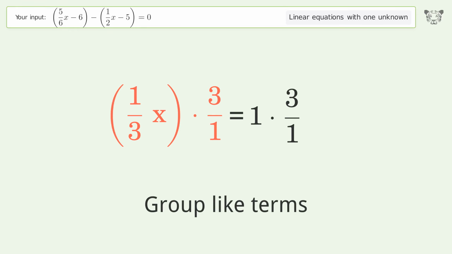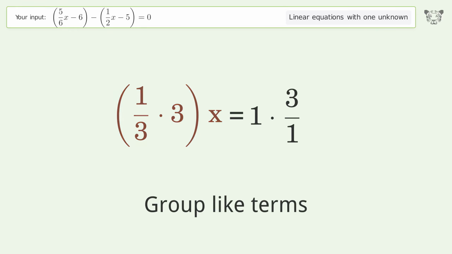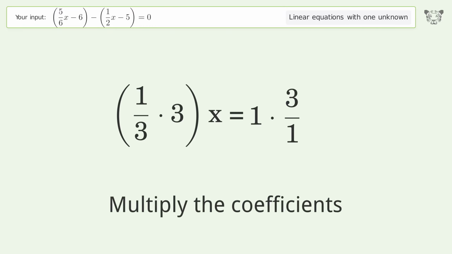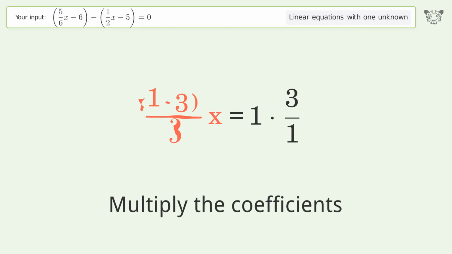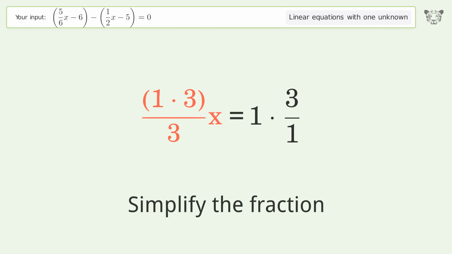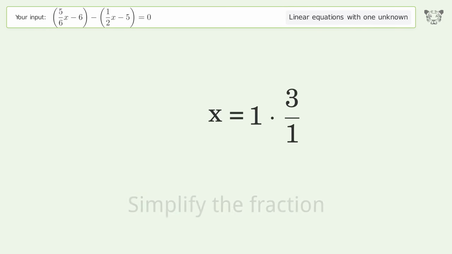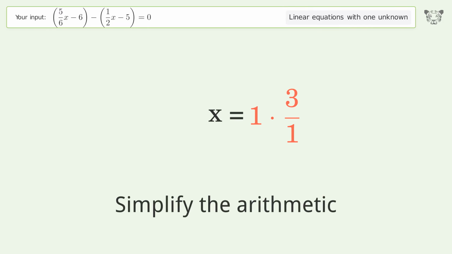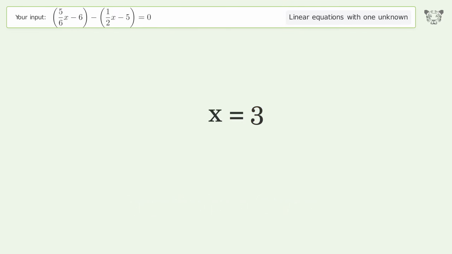Group like terms. Multiply the coefficients. Simplify the fraction. Simplify the arithmetic. And so the final result is x equals 3.